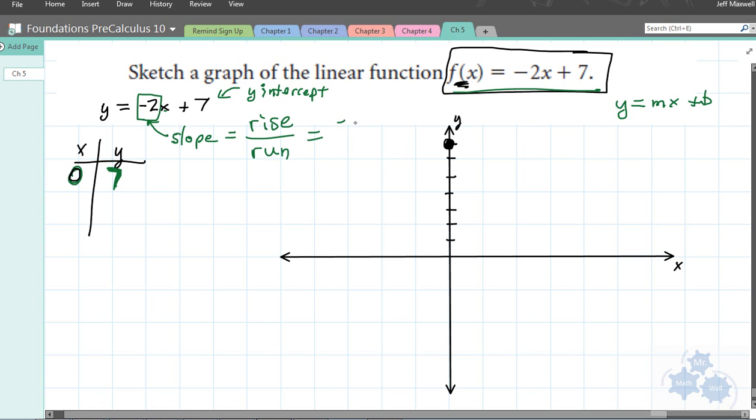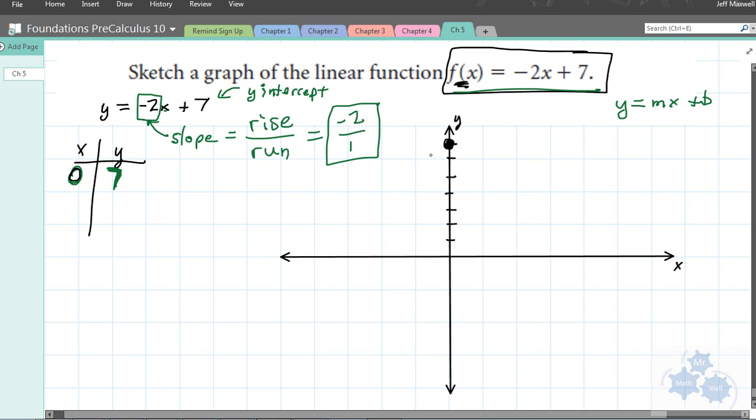-2 over 1. Yeah, very good. -2 over 1. So guess what? Between any 2 points on the line, we know that the rate of change is -2, which means that we would have a rise of -2 and a run of 1 between any 2 points that we could guess on the line.